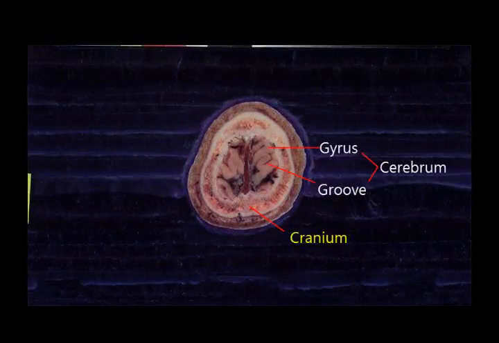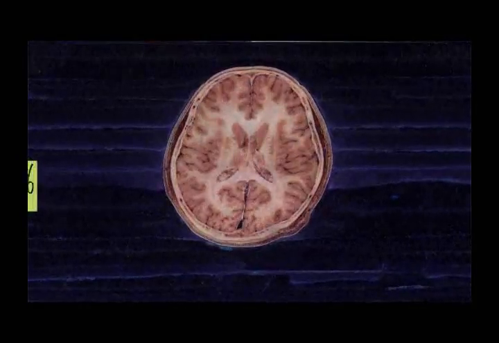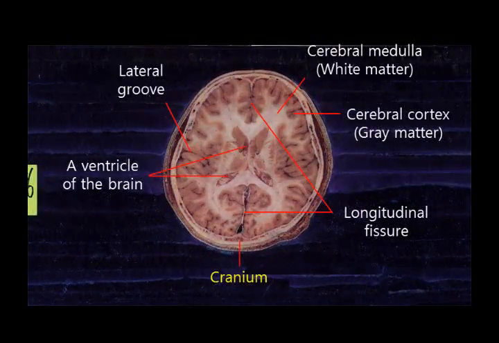Inside of the skull is the brain. The cerebrum, which is the biggest part of the brain, has a very uneven surface. The portion that sticks out is the gyrus, and the portion that is caved in is the sulcus. Among the sulcus, the deepest one is the lateral sulcus.